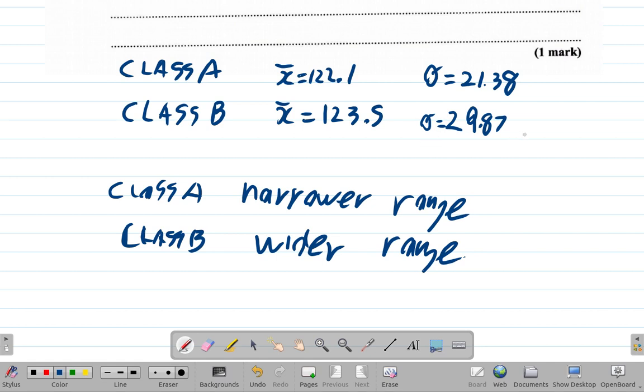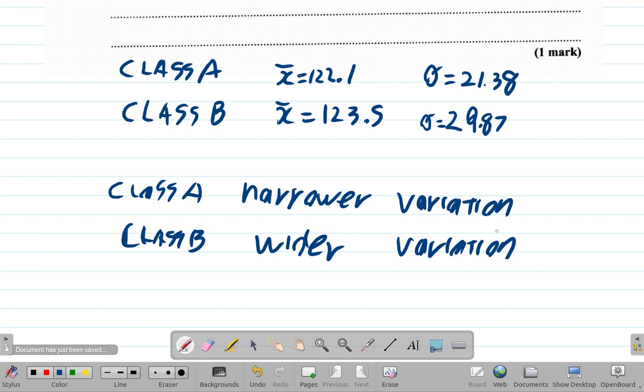Now, you could say narrower variation instead of range. Let's say variation because range means the highest minus the smallest. So don't use the word range. Variation. Alright. Or you could say smaller variation, wider variation. Right?